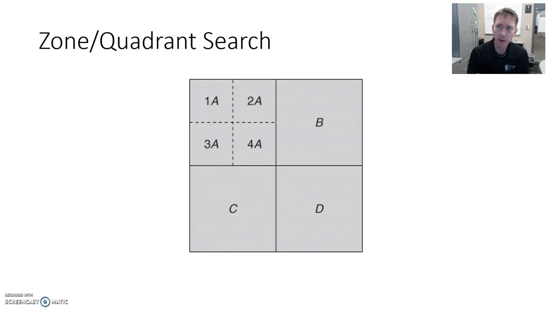Then another search pattern that sometimes is more of a search system than a search pattern. But the system can be a pattern of its own, and I won't try and confuse you too much with what's the difference between a pattern and a system. It is what it is. But a zone or a quadrant search.